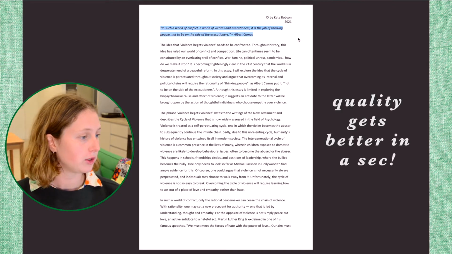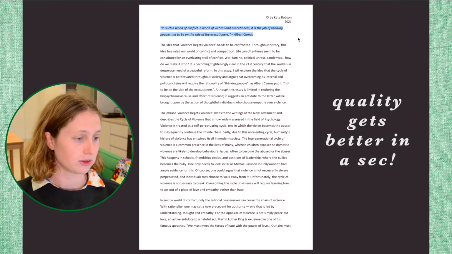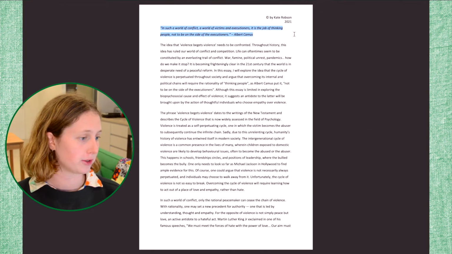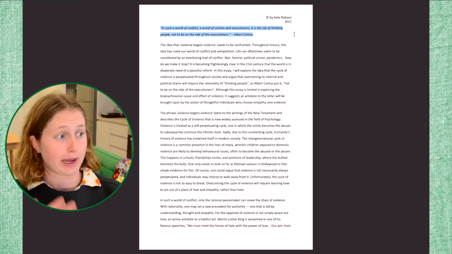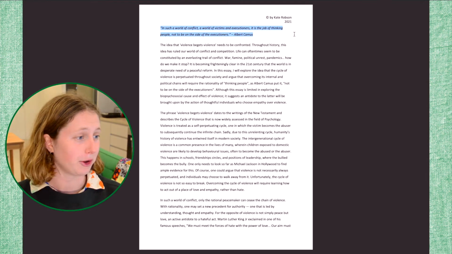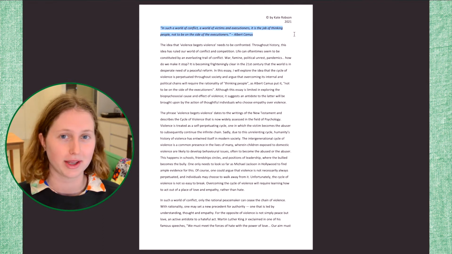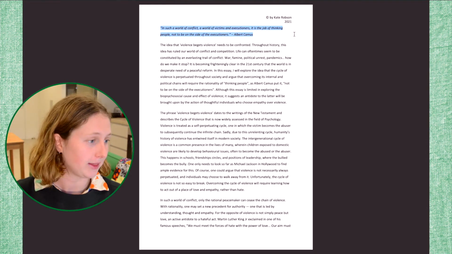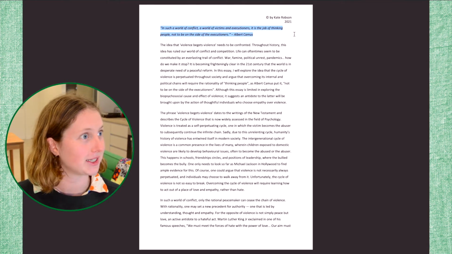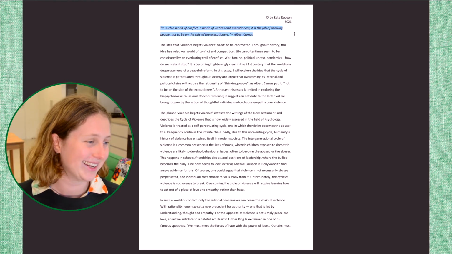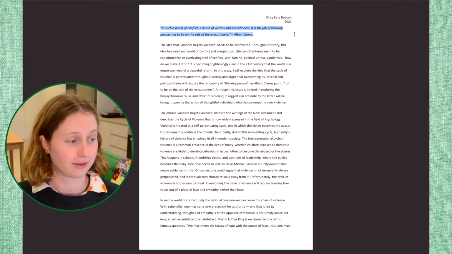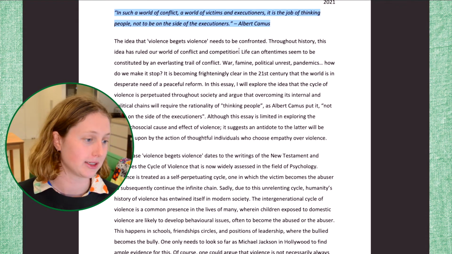So we've got, in such a world of conflict, a world of victims and executioners, it is the job of thinking people not to be on the side of executioners. That's by Albert Camus. So you could interpret this in many ways, really. Reading that now makes me think of other ways to interpret it. But at the time, I interpreted it as, you know, the world is full of conflict, violence, and all the other quotes were to do with violence as well.